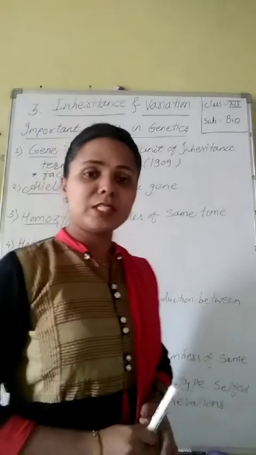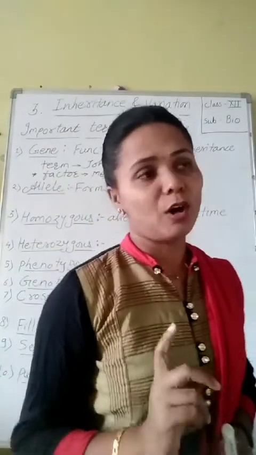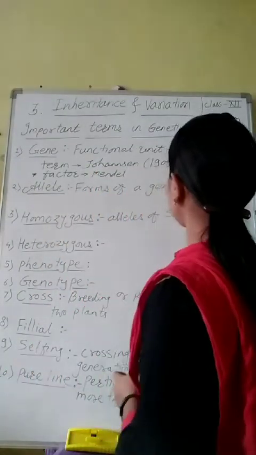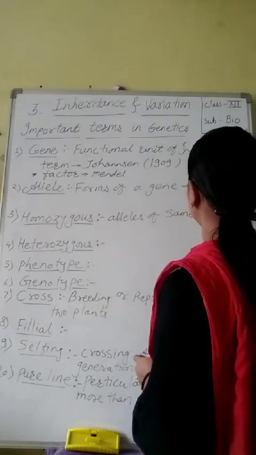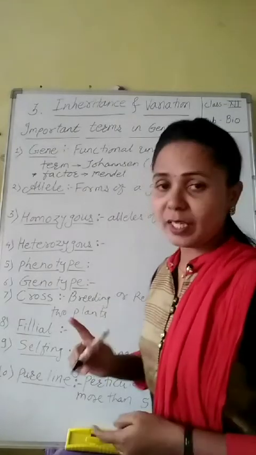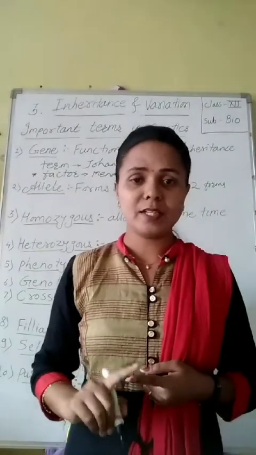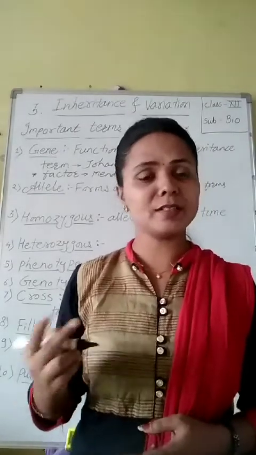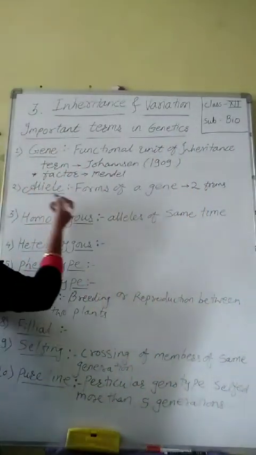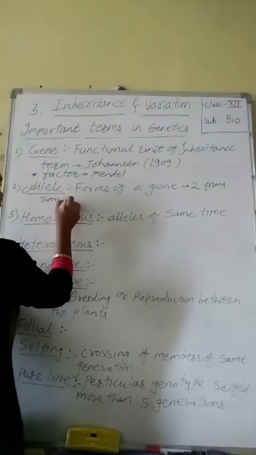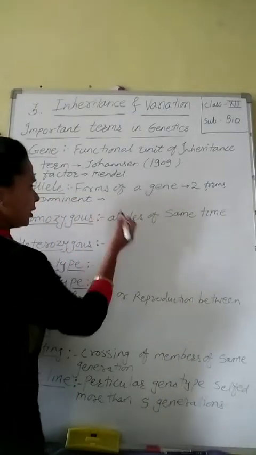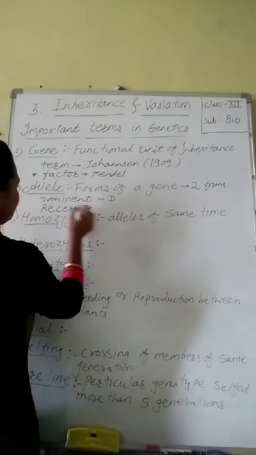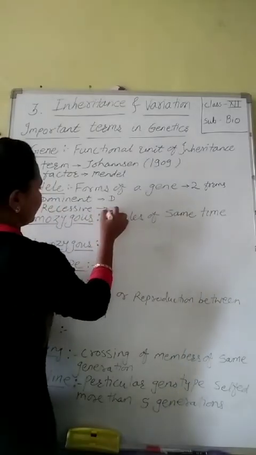So we know that genes are having two forms. All genes are mostly having two forms. What are they? One is dominant and another one is recessive. Means each gene is having two forms, one dominant, another recessive. Dominant is denoted by capital D, and recessive by small r, this is the first form, this is the second form.